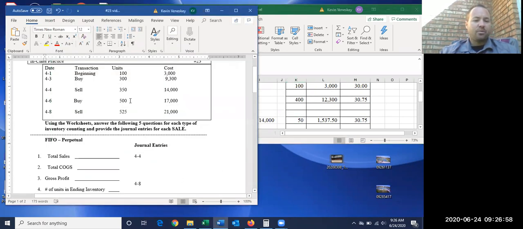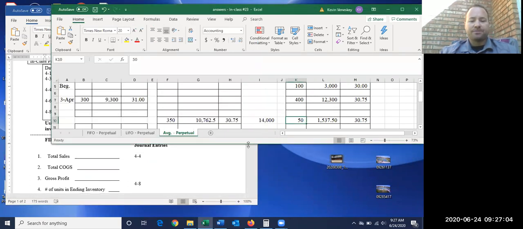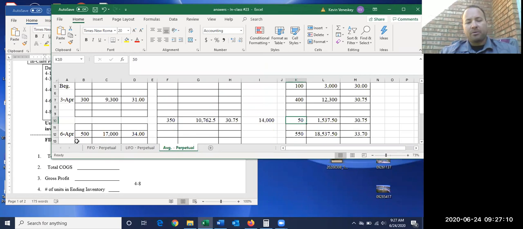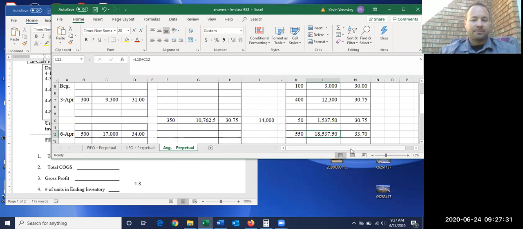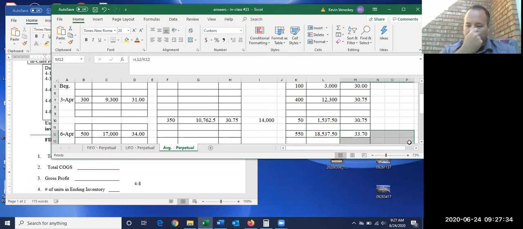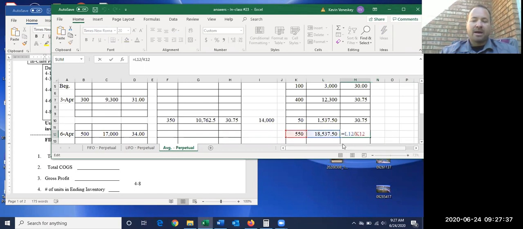Now on 4.6, when I buy 500 more items for a total of $17,000, I'm going to do the same thing that I did on 4.3. I'm going to put those 500 over here at their full price, knowing that they're 34 bucks a piece. But then when I come to the ending inventory, I'm going to start combining 50 plus the 500. The 1,537.50 plus the 17,000. And then note I get a brand new average cost. My average cost, taking the price divided by my total units.